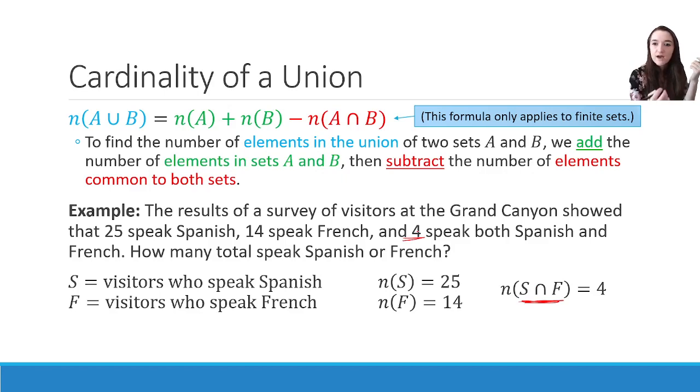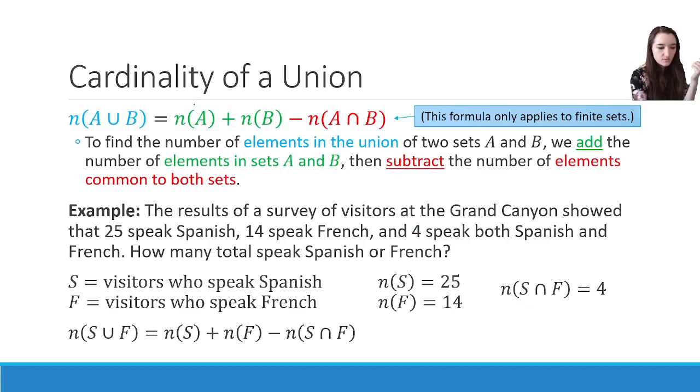So then it's a matter of just plugging into this formula, right? I've replaced all my A's with S's, my B's with F's. Plugging into the formula, I have each of the numbers, 25, 14, and 4, to place into these positions. So 25 plus 14 minus 4 equals 35. And so that would say that there are 35 total people who were surveyed who speak these languages.